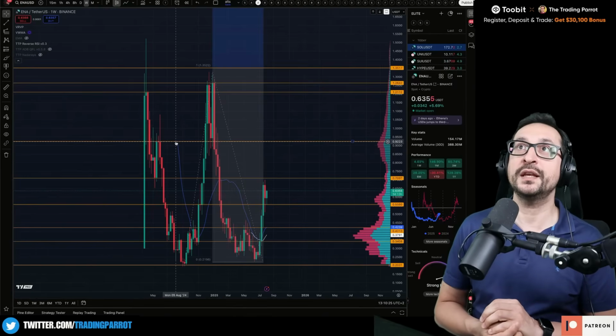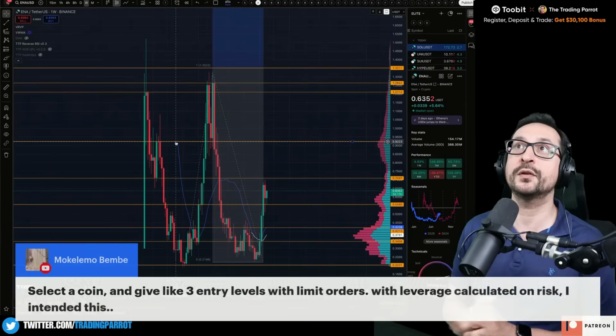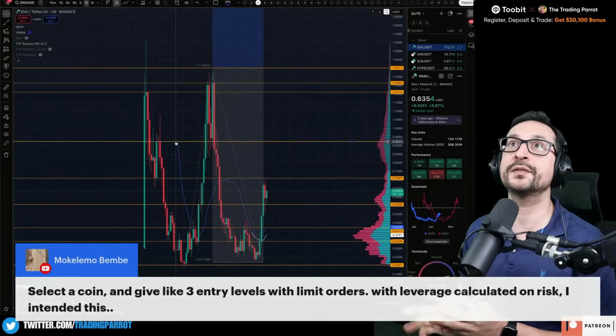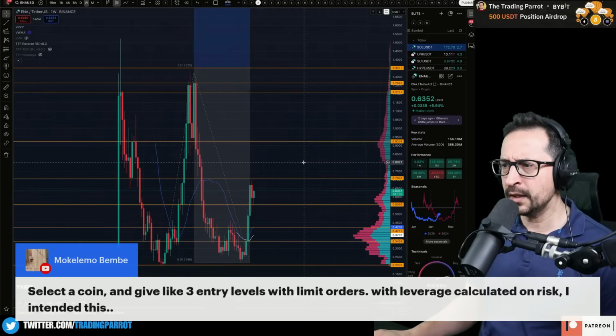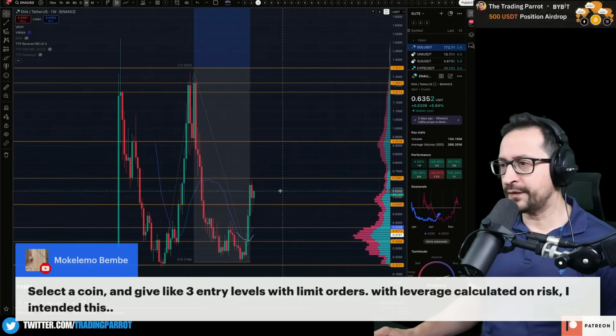Yeah, I got a little bit of clarification. Select a coin and give like 3 entry levels with limit orders with leverage calculated on risk. I intended this. Okay, so I guess that was your question. So the selection of the coin, well, let's see.